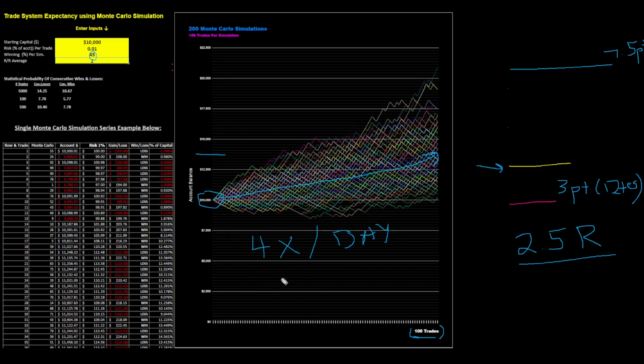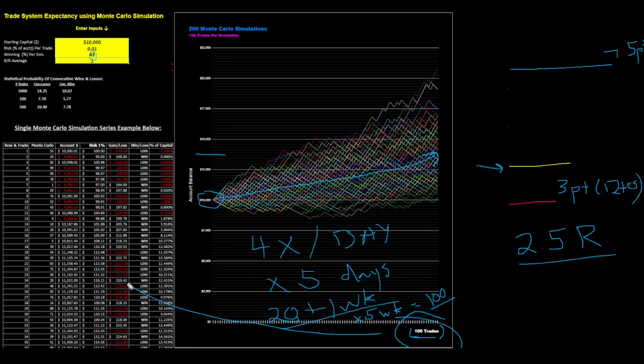So 4 times 5 days equals 20 trades a week. 20 trades a week times 5 weeks equals 100 trades. So every 5 weeks, you can turn over 100 trades with this win rate and that risk-reward.